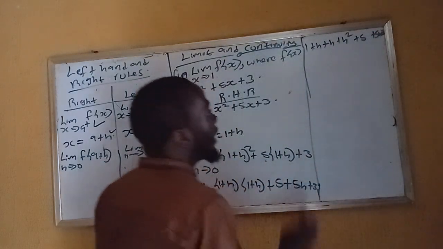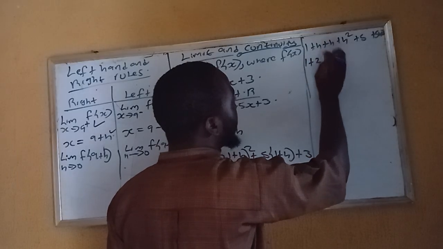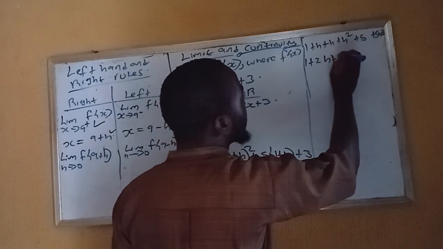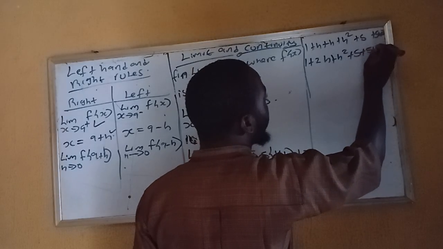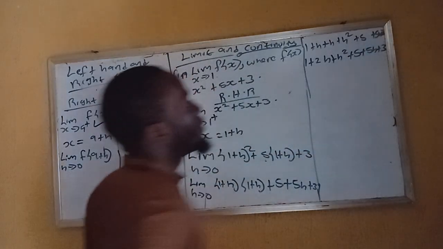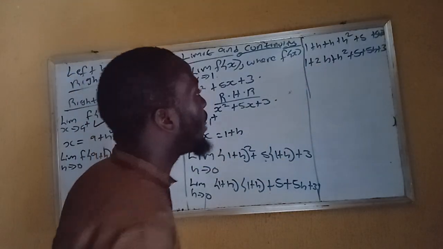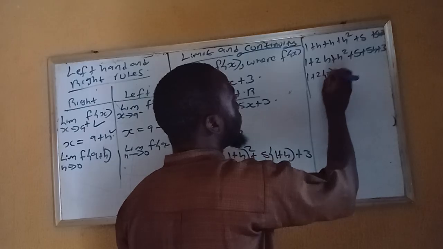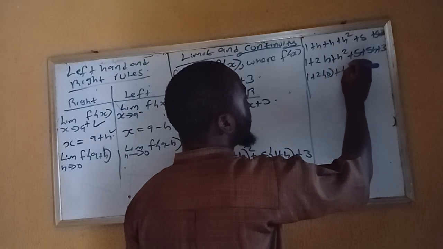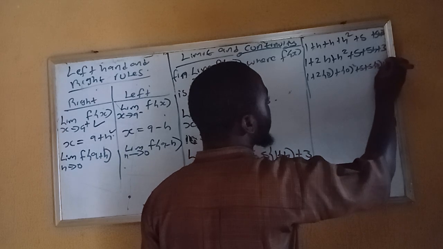So now we can say 1 plus 2h, since h plus h is 2h, plus h squared, plus 5 plus 5h plus 3. So now, solving as h tends to 0, anywhere we see h here we put 0. So you have 1 plus 2 times 0, plus 0 squared, plus 5 plus 5 times 0, plus 3.